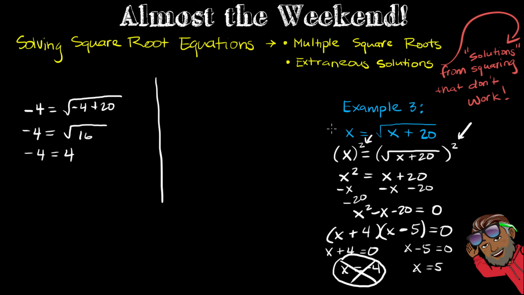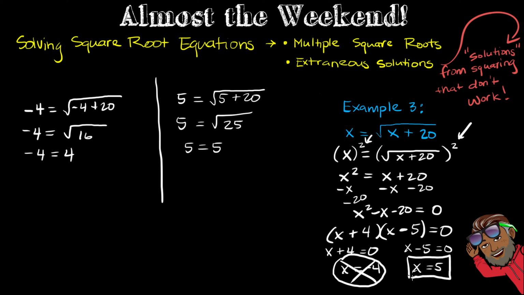I'm going to test 5. So I'm going to do the same thing for 5. We're going to say 5 is equal to the square root of, 5 was x, so this x is now going to turn into 5, and the 20 is going to say plus 20. So now we have 5 is equal to the square root of 25. And the square root of 25 is just 5. So we have 5 is equal to 5, which makes perfect sense. So we're going to say that our solution right here actually works. It's not extraneous. It is our solution. Our answer to question number 3 is x equals 5.